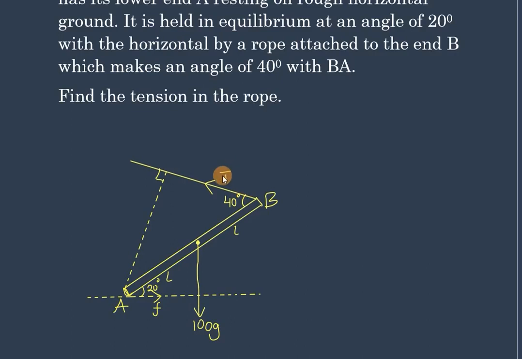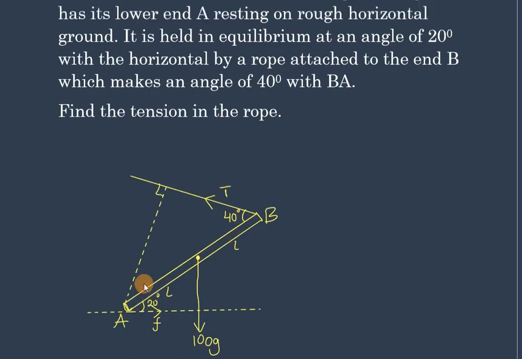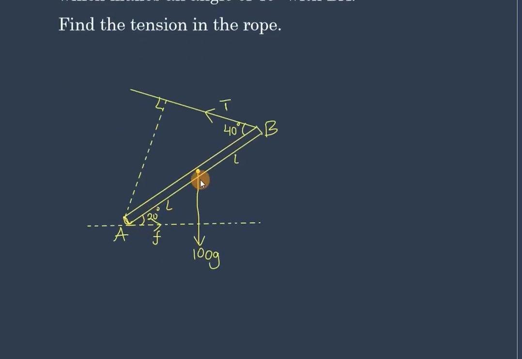There is a tension in the rope, and the beam is uniform, so we have its center of gravity acting in the middle. Since it is 2L, this is L, and this is L. So it is in the actual middle, L and L, a half of the 2L.